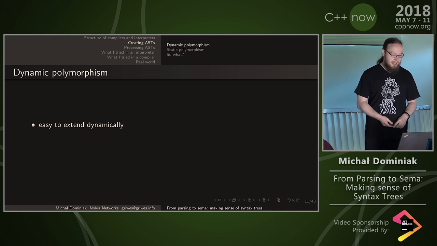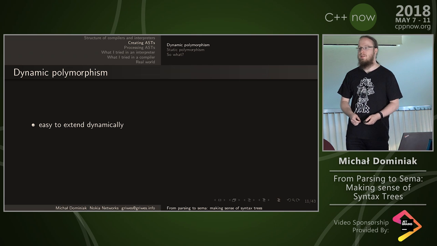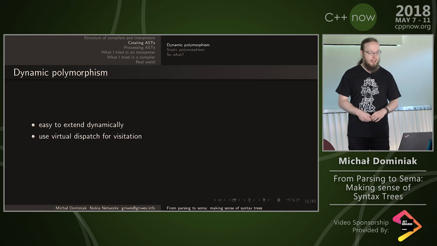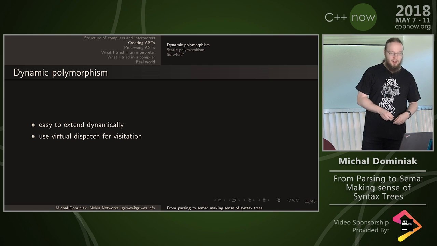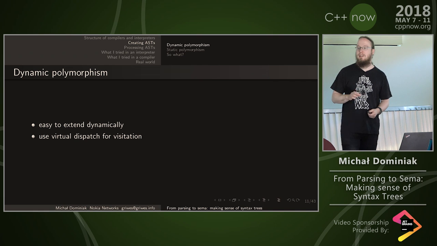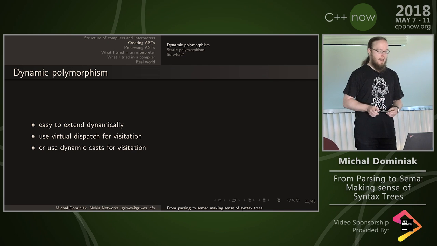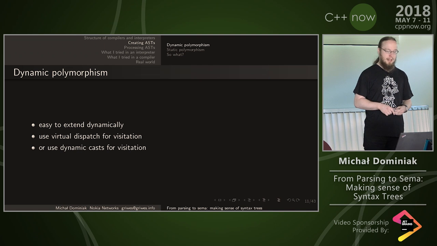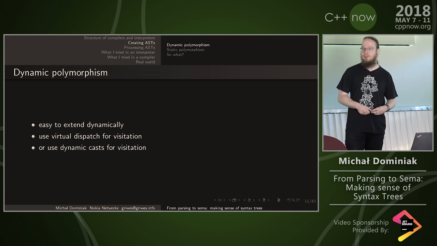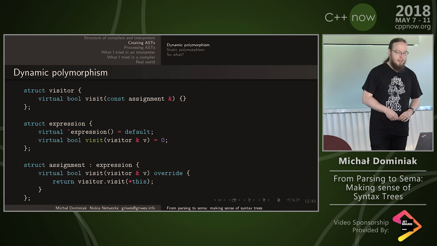So for a dynamically polymorphic AST, it's as it usually is with dynamic class hierarchies, right? So it's easy to extend dynamically, but you have to use virtual dispatch for visitation. There are multiple techniques for this, but they are never pretty. And you can use techniques that use dynamic cast, which are probably slightly less pretty when it comes to implementation, but slightly nicer for the user.